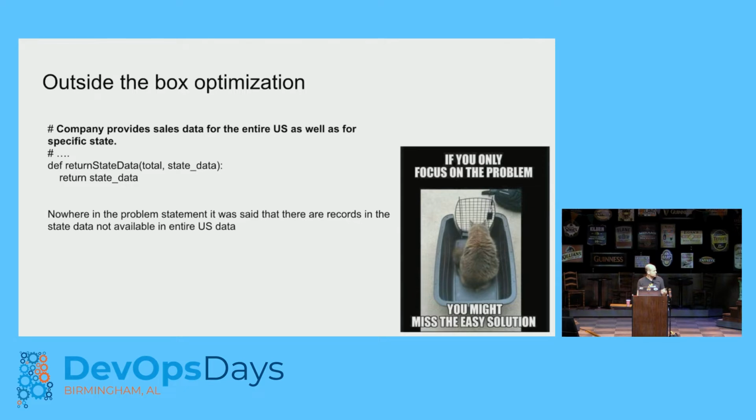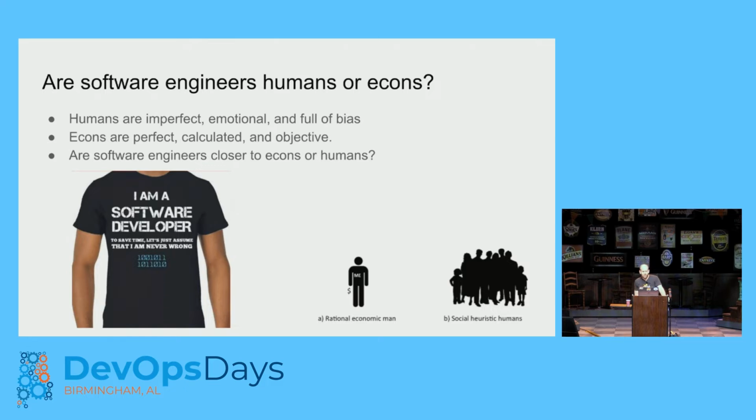So every time you are porting a legacy code base, the first question you need to ask is, why am I doing that? And that brings up my next question. Are software engineers humans or econs? Where does the term econs come from? It actually comes from economics books. If you read any economics books, you'll see that they talk about econs, who are perfect, calculated, and objective, while humans are imperfect.